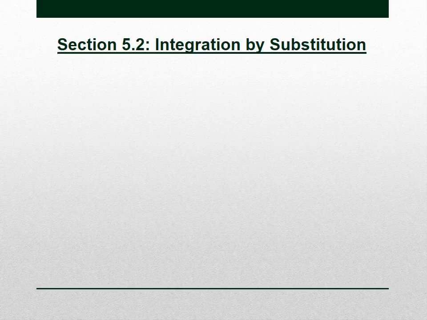For section 5.2, which is over integration by substitution. So we're going to continue taking integrals, antiderivatives, and definite integrals, right? We've been using that language to represent the same thing of taking the antiderivative. We're going to use a new technique here, and that's called U substitution.